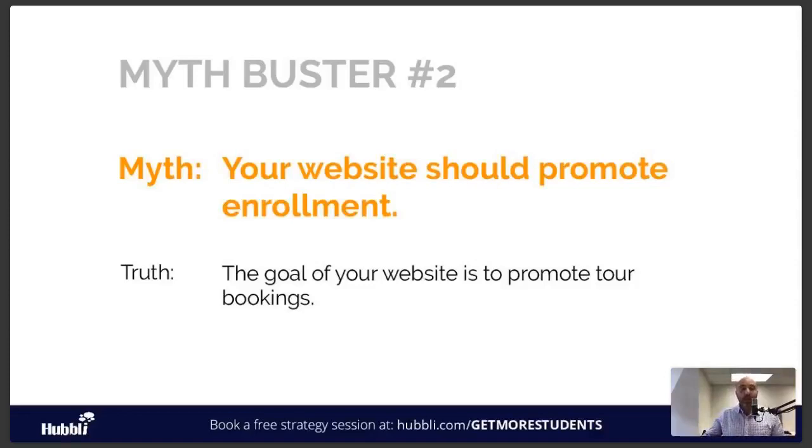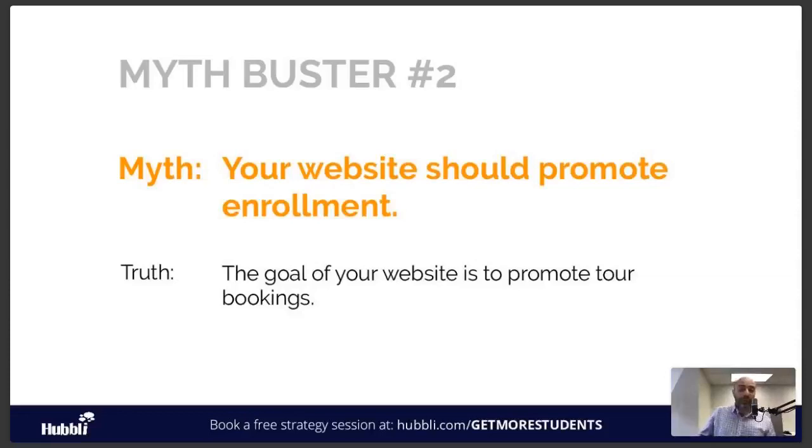So your website is not there to sell them on your school. It's there to sell them on booking a tour so that they can show up at the school and meet you and experience the environment firsthand with all five of their senses. Because until that happens, they can't make an enrollment decision. There's no way to gather the information that they need. Does that make sense? So I'm going to show you how you should be using a website to promote tour bookings. But first, I'm going to show you the results that you can expect when you do it properly.